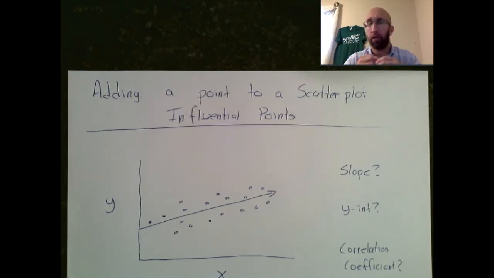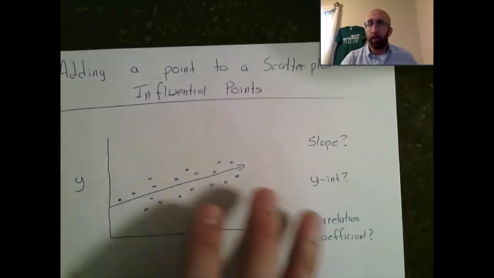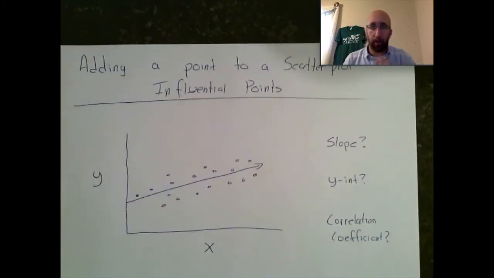So we're going to look at two different scenarios. One in which we add a point that is close to the line of best fit, and one where we add a point that is pretty far away from our line of best fit. So in our first scenario here, generic XY scatter plot here. So I have my points, there's my line of best fit.